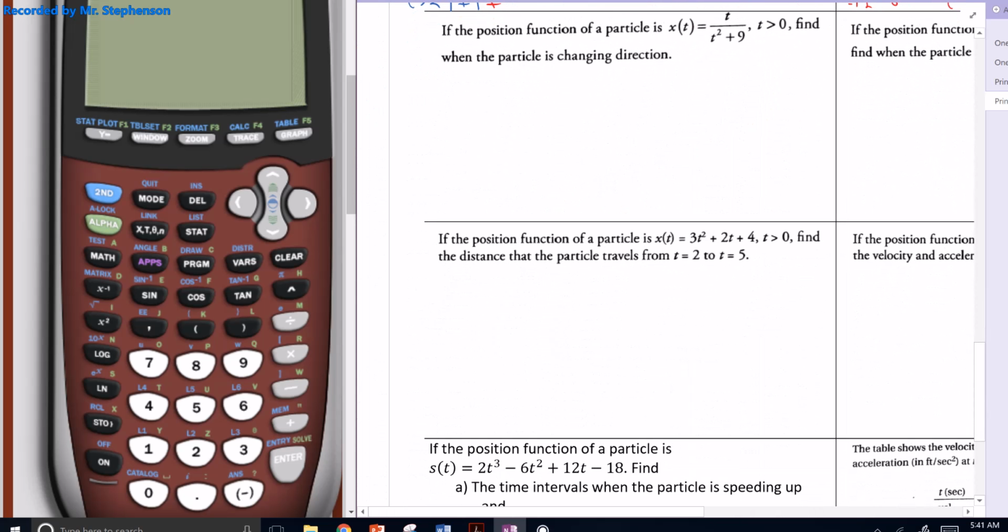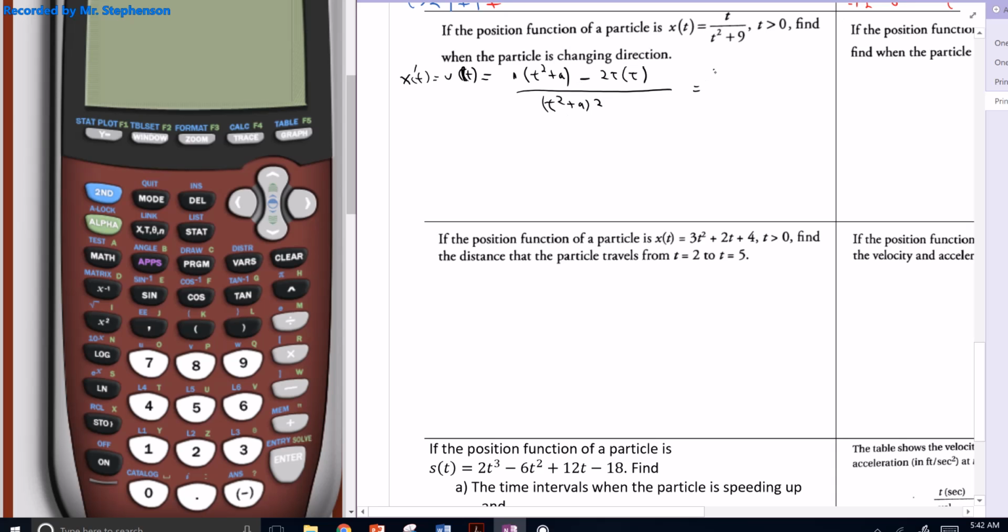And then for this one, the position is given to us, so we want to find when the particle changes directions, right? This is all that same thing. We're first going to find the derivative, which is the velocity, because in order to change directions, it must first stop. The velocity requires a quotient rule, so derivative of the top is 1 times the bottom minus the derivative of the bottom times the top all over the bottom squared.